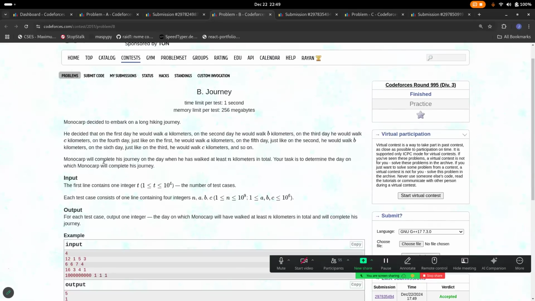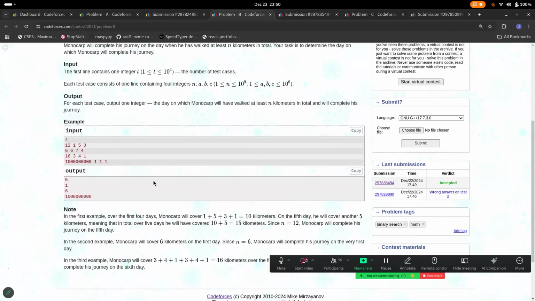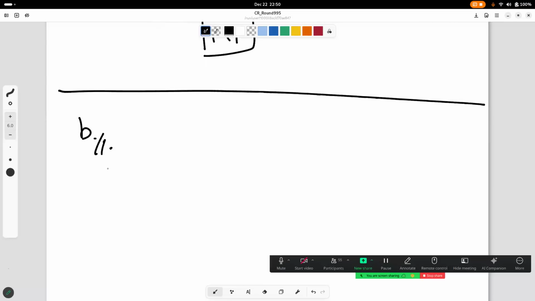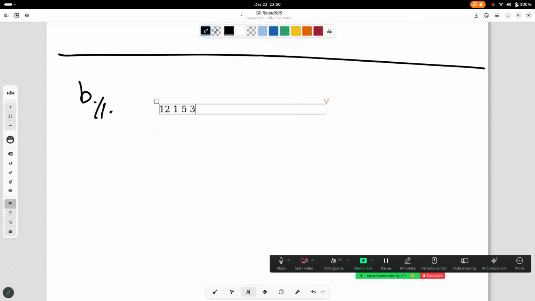To complete his journey, Monocarp has to walk at least n kilometers in total, and we want to determine the day on which he completes his journey. Basically, the minimum number of days you have to walk to cover a distance of at least n. n can be up to 10 raised to the power 9, while A, B, C are up to 10 raised to the power 6, and the number of test cases is up to 10 to the power 4. So we kind of have to do it in O(1) or O(n log n) time complexity. So let's consider the first test case.